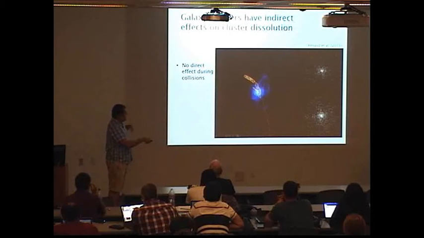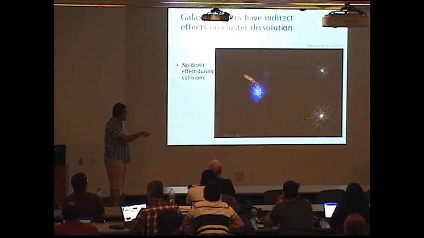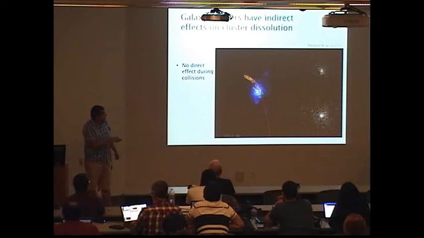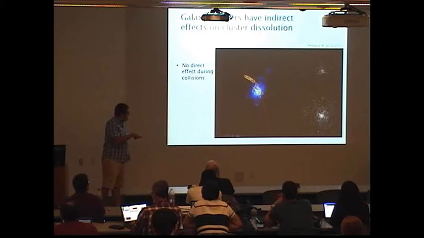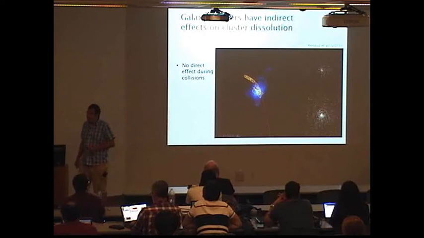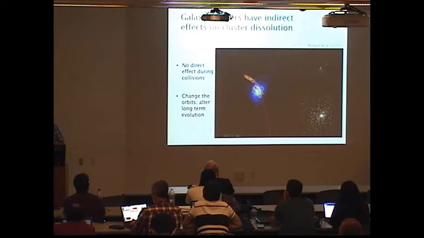And after a few 100 million years, 1 gigayear, you start to see the difference in the 2 clusters. You see that this one on top has lost much more mass than the other because it's in a strong tidal environment in the yellow orbit, while the other one is in an almost tidal-free environment. So there is no direct effect of the collision, but there is an indirect effect, changing the orbits and so the long-term evolution of star clusters in galaxy mergers.